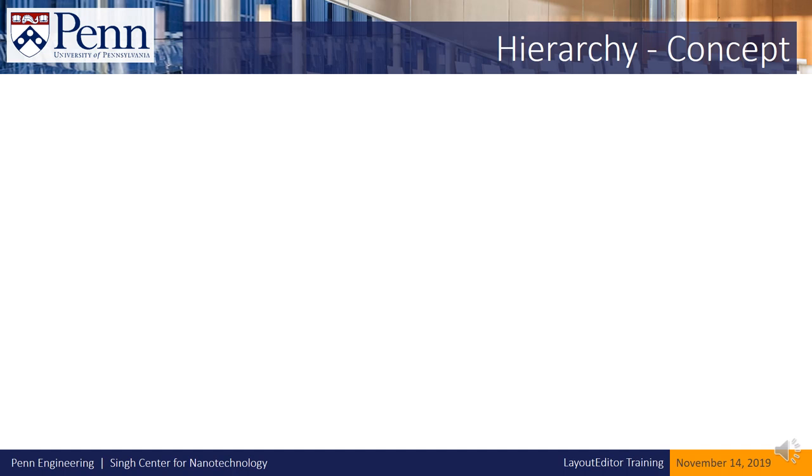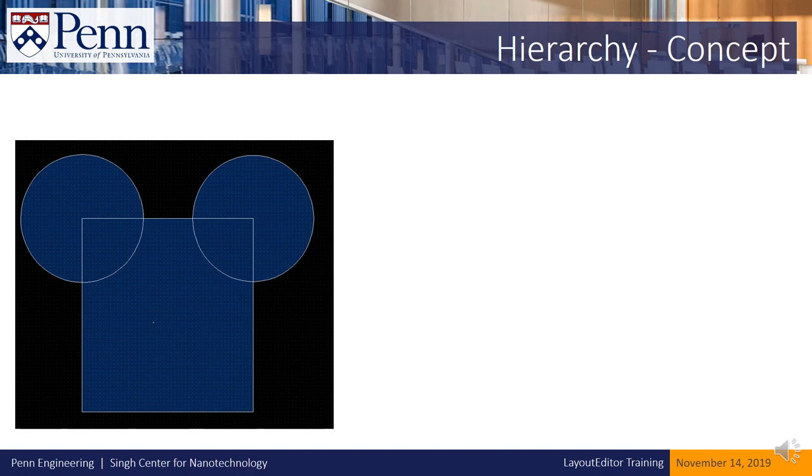Now before we jump in and start using LayoutEditor, there are a couple of foundational concepts that we should lay the groundwork for. The first is this concept of hierarchy. Anytime we draw anything in LayoutEditor, we always do so in a cell. You can see here that I've drawn a box and 2 circles in this cell, which I'll call cell 1.